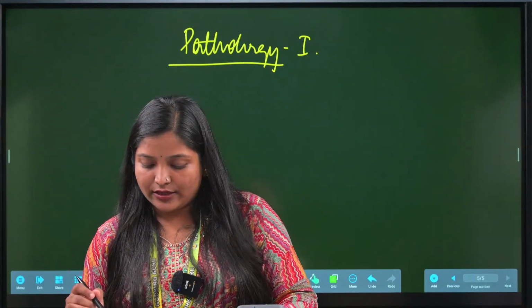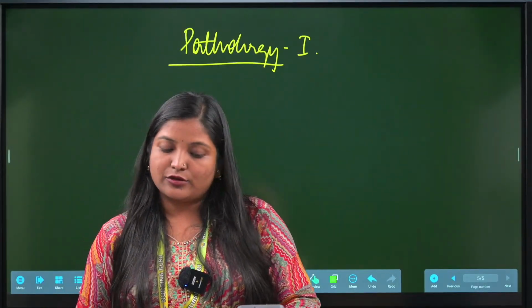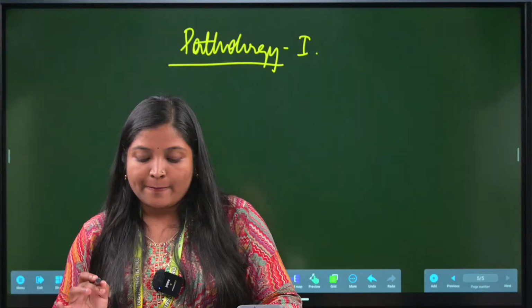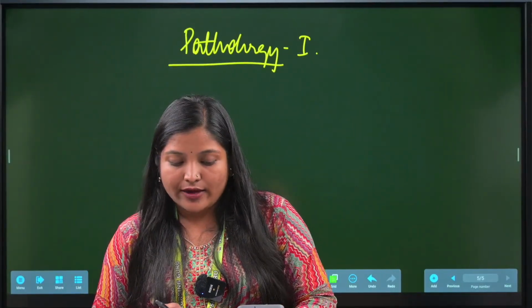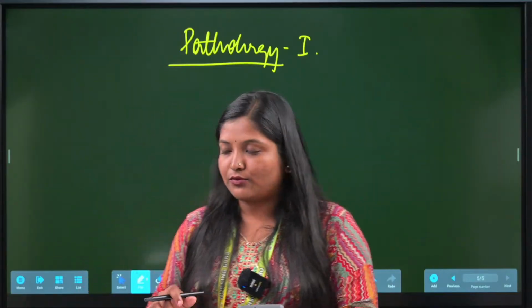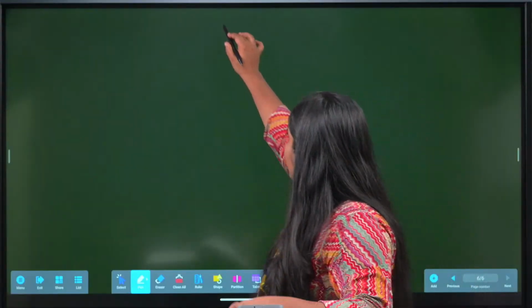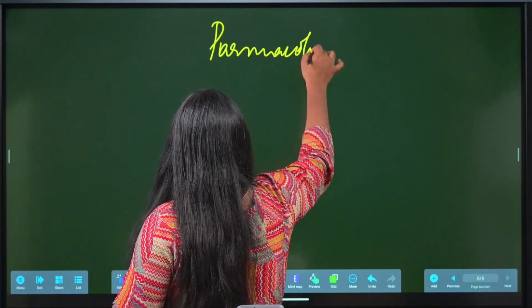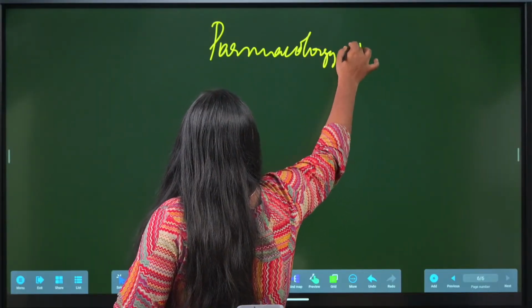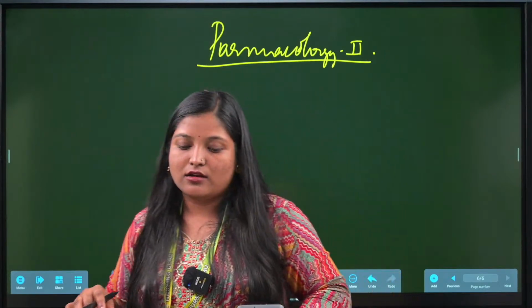And the second one is pharmacology 2. Later we can discuss genetics, don't bother about that. So in pharmacology 2, how many units do we have? Here also 8 units will be there. So pharmacology 2 also has 8 units.